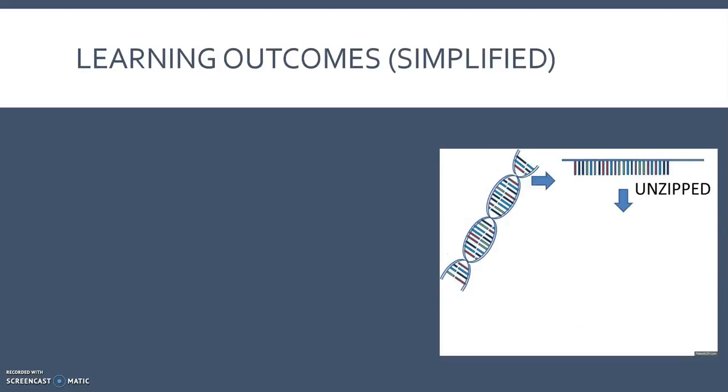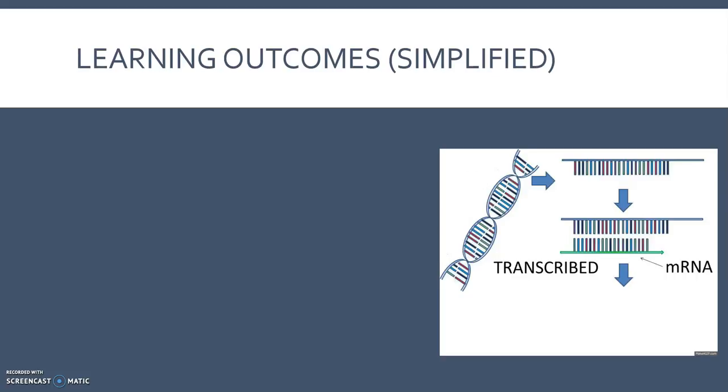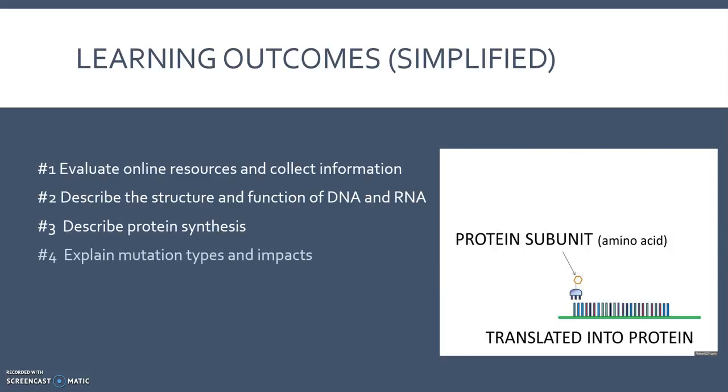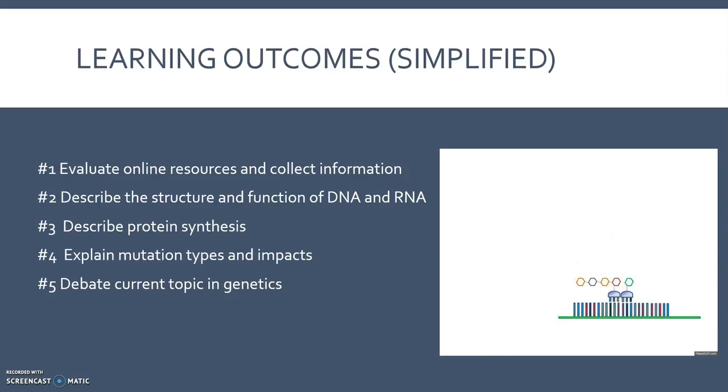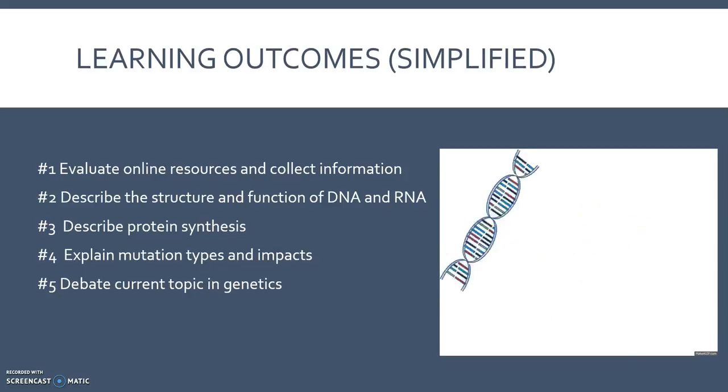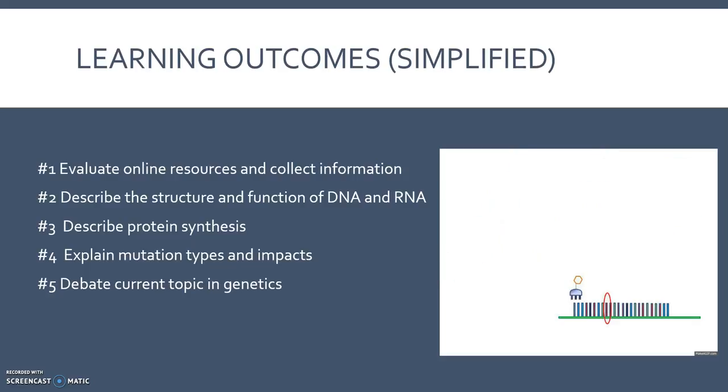There are 5 total outcomes for this genetics unit. Pause the video at any time and read these simplified versions of the more specific outcomes listed on the unit plan. By the end of the unit, they will be able to accurately describe the structures and actions in the GIF on the right.